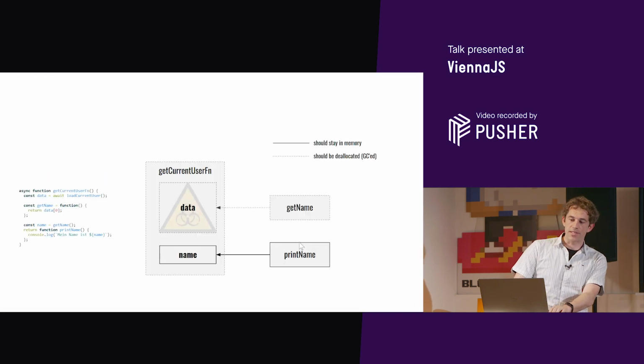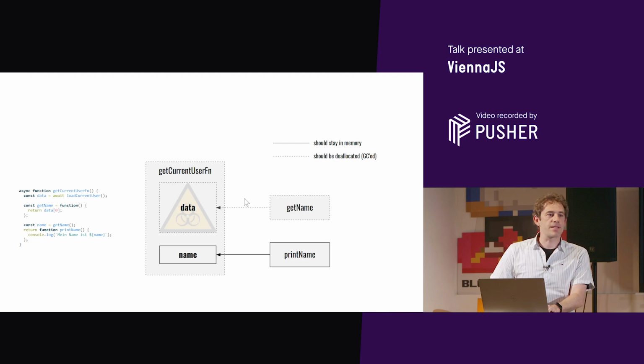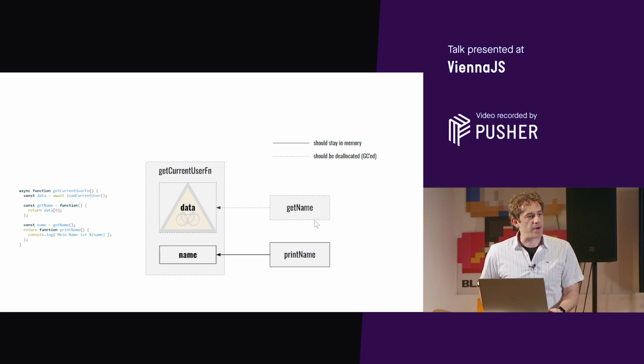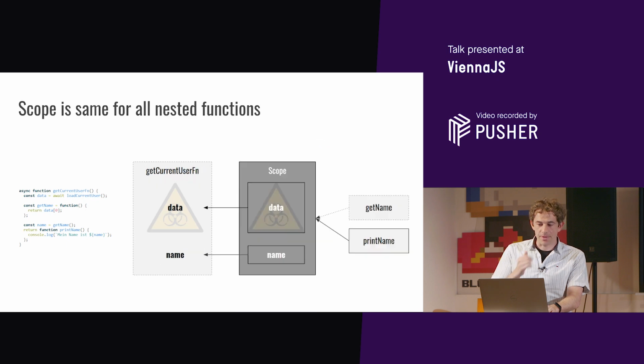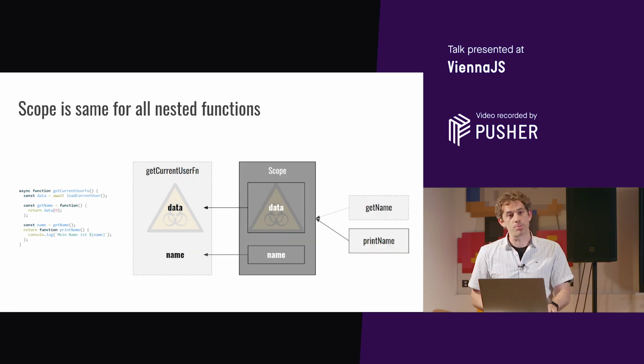As we can see, we have here this getCurrentUser function, and this getCurrentUser function contains two further nested functions, namely the getName and the printName. When the function exits, we would suppose that the getName function can be removed because it is not required anymore. And since only the getName accesses the data, we would also guess that the data object will be removed as well.